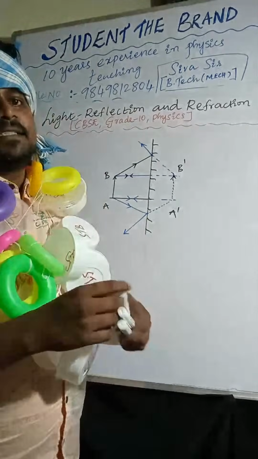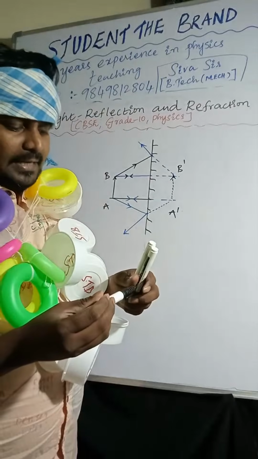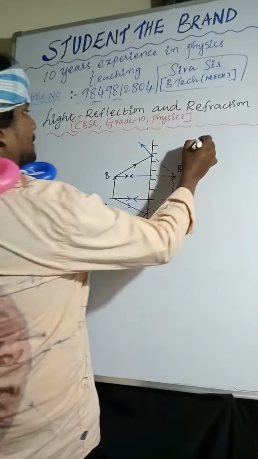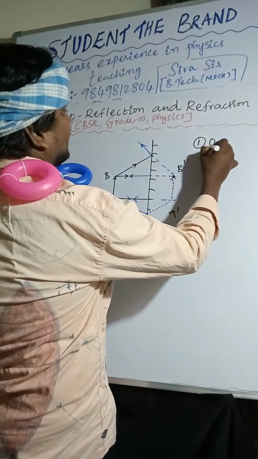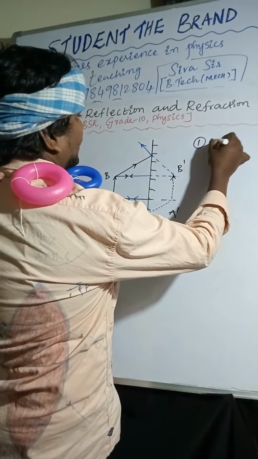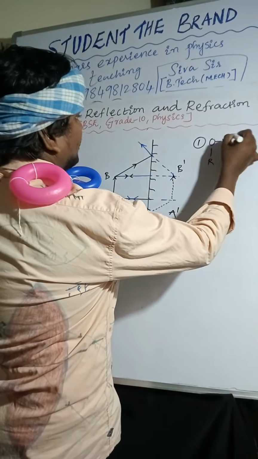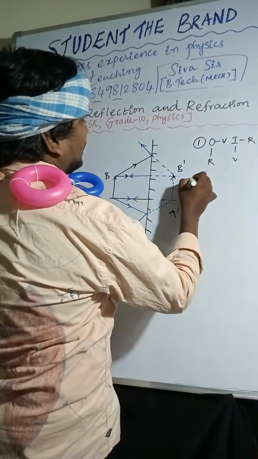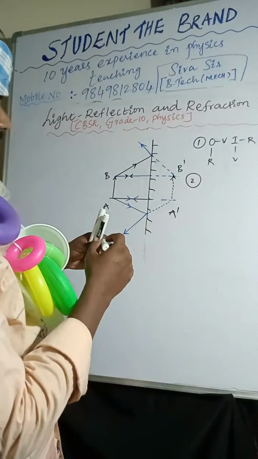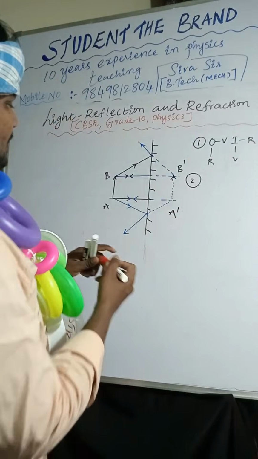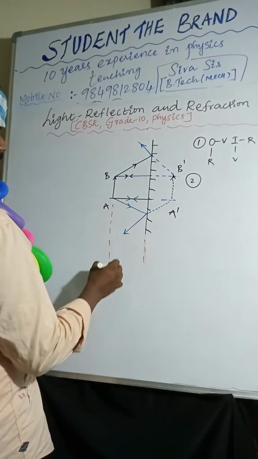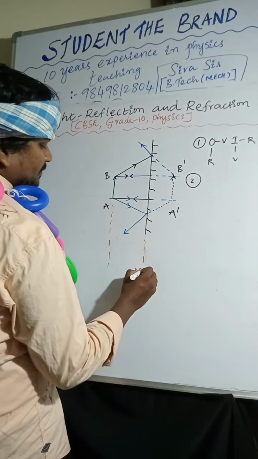If the object is real, the image is virtual. If the object is virtual, the image is real. Second one, object distance: the distance between object and mirror. This one is the mirror.